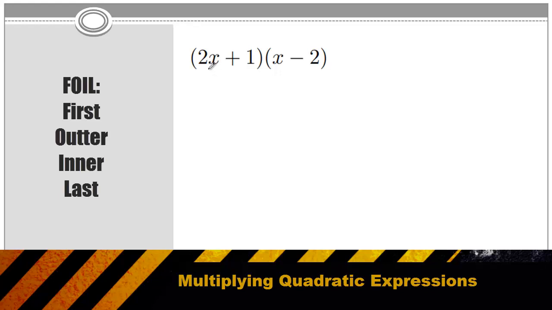The first refers to the numbers on the left of both parentheses, or in this case, the 2x and the x. The outer refers to the numbers on the outside of the parentheses, or in this case, again, the 2x, but on the right-hand side, it'll be the -2. The inner numbers are the 1 and x, and the last numbers are the numbers on the right, or the 1 and the -2.